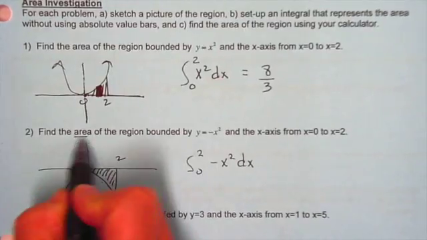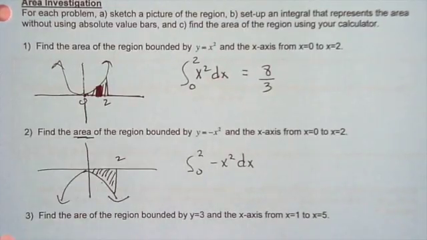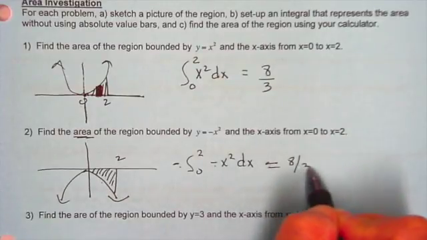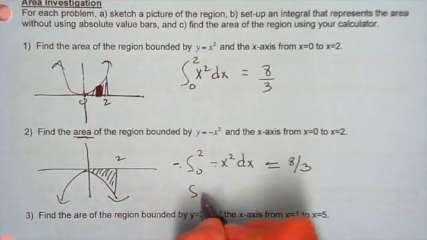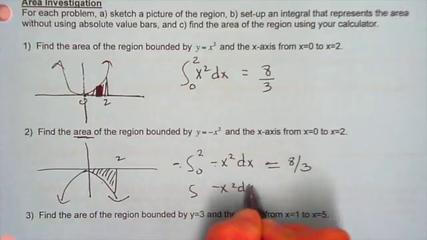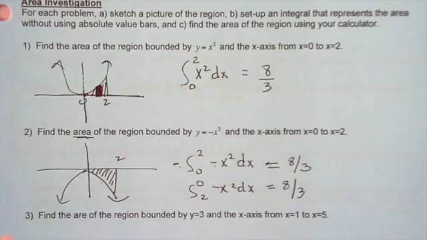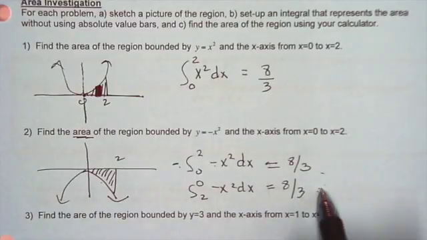But notice the question says I want the area, so I want the answer to always be positive if I'm asking for area. So there's a couple things you can do. I can put an opposite sign in front, so really this becomes positive, and this would also equal 8/3. Or you can keep it like this, but flip my bounds, which would make it the opposite, and you would get 8/3 this way. So the goal here is always to come up with a definite integral that represents the area. So you always want your answer to be positive.